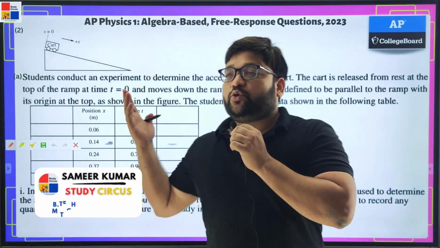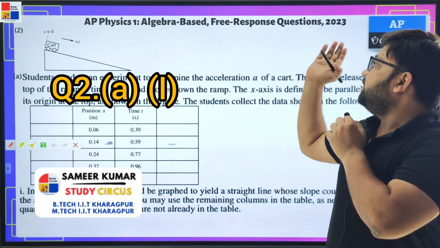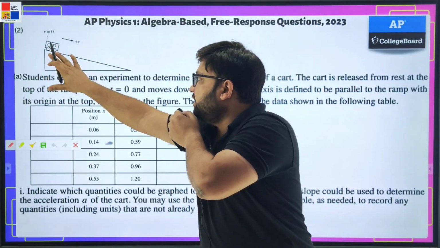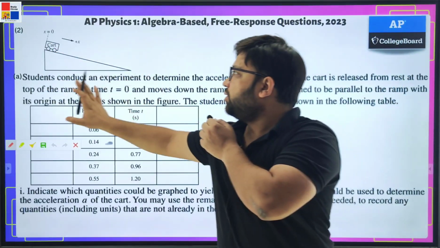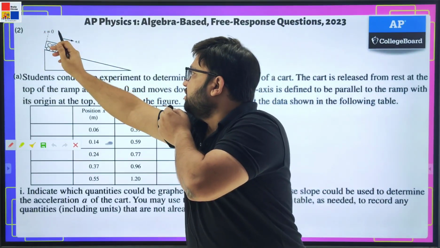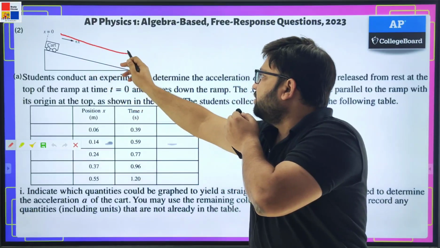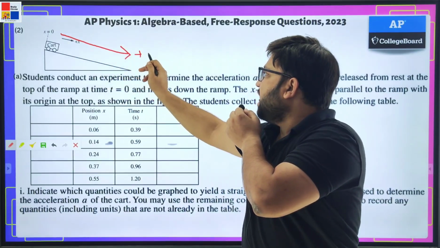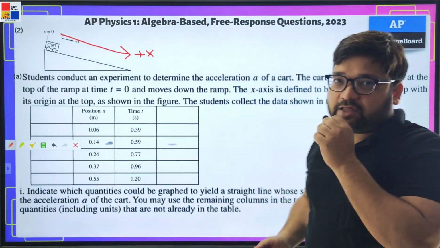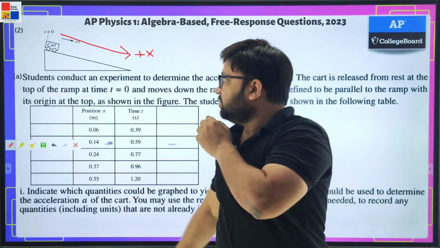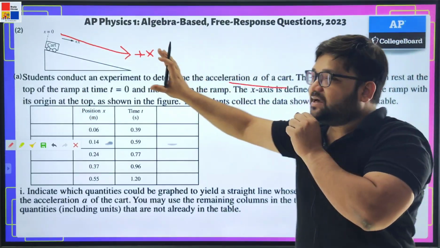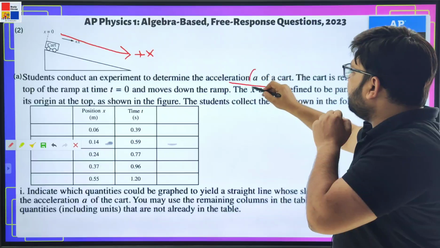Friends, this is the second question of 2023 free response questions. Here, this is a cart sliding down an inclined plane, and the coordinate axis is such that the direction down the incline has been taken as the positive x direction. So the acceleration a of the cart in that direction is taken to be a.